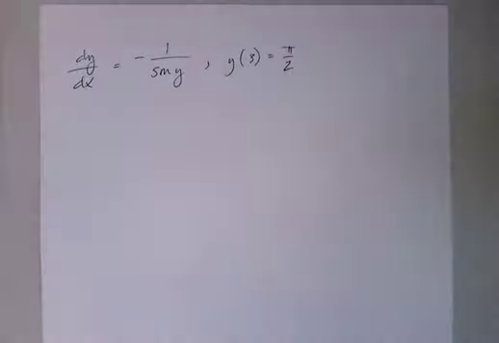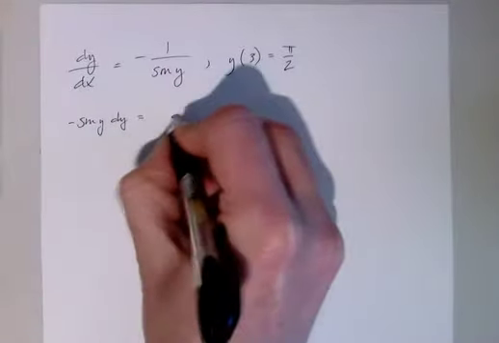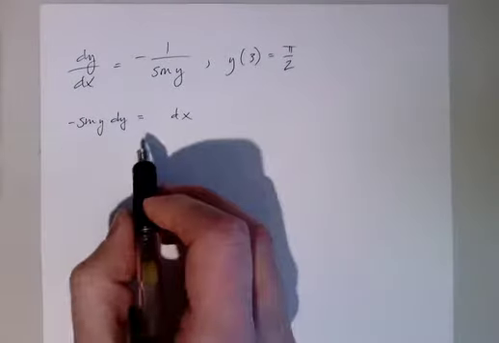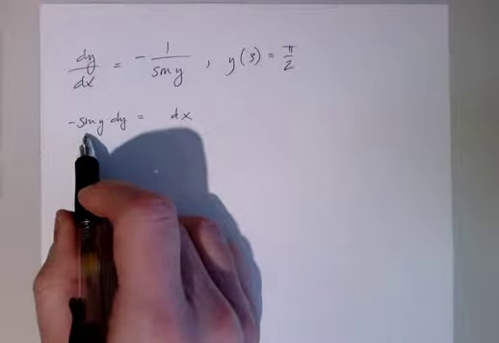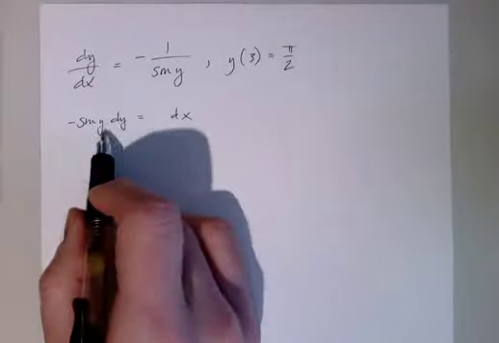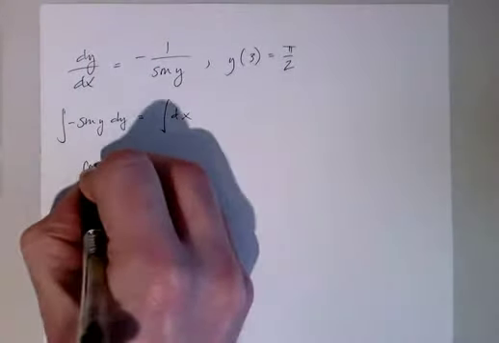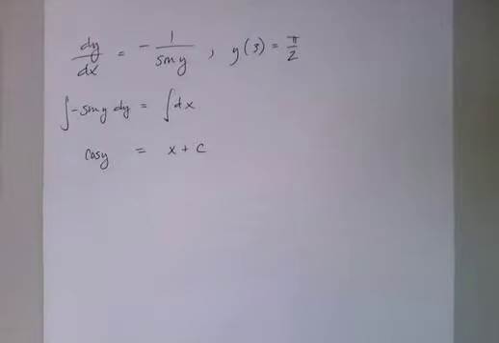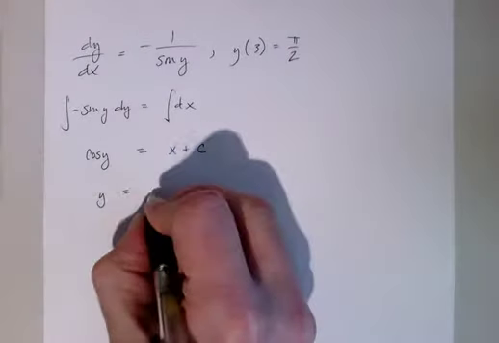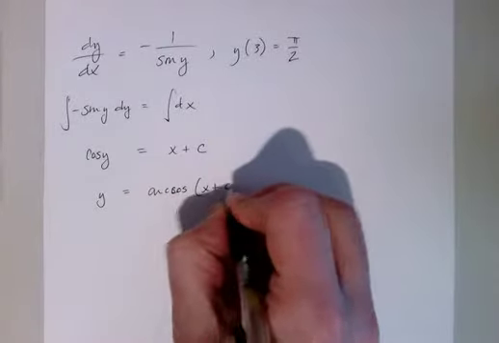Well, let's go ahead and cross multiply that, sine y dy. I'm going to put the negative with the sine y, and we'll talk about that in just a second. Now, when I integrate, I remember that sine y is the derivative of negative cosine. So in order to get back to cosine, I need the negative on here in order to get back to cosine y, and this is going to be x plus c. That means that y is equal to arc cosine of x plus c.